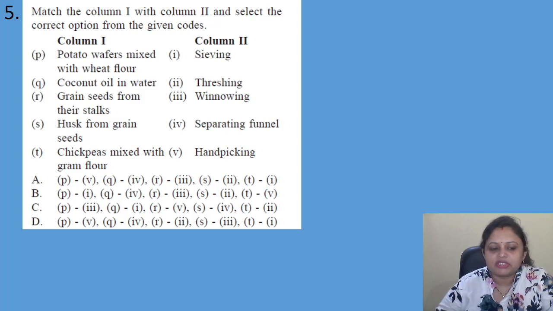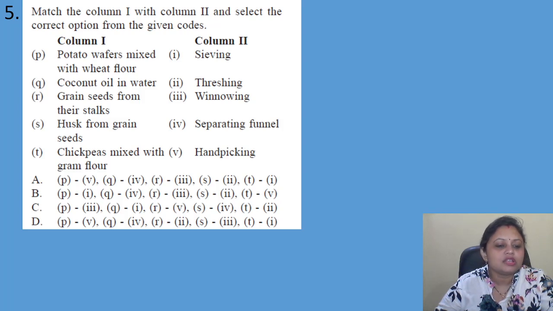Okay. The options are A, P5, Q4, R3, S2, T1. Option B, P1, Q4, R3, S2, T5. C, P3, Q1, R5, S4, T2. D, P5, Q4, R2, S3, T1.